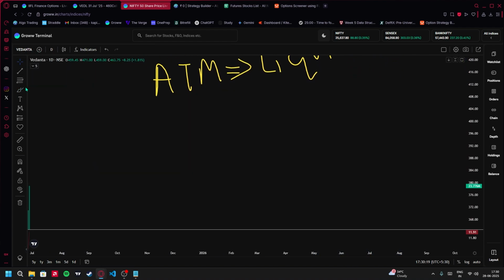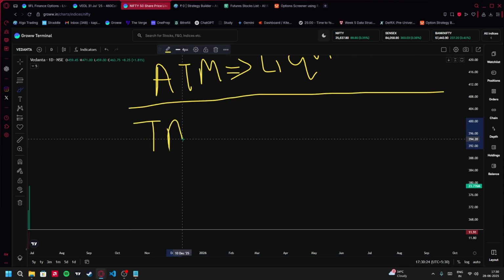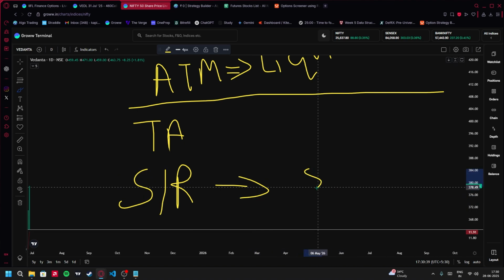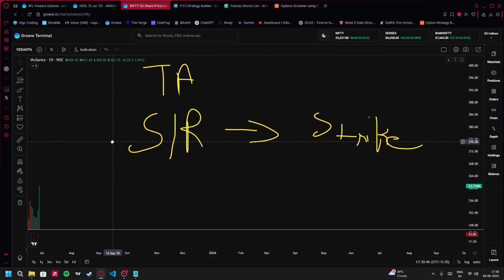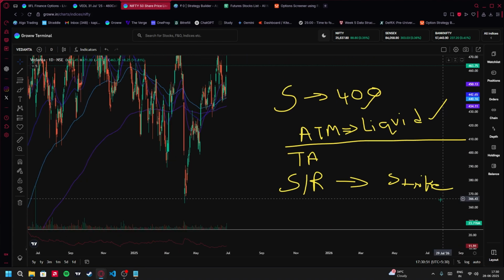Now you do the technical analysis. If you're doing directional, you do your technical analysis. If you're non-directional, just mark the support and resistance zones. Mark your zones and make the ranges, then select your strikes. After that it's nothing, just wait for the premium to decay, maybe 10 days, 15 days, however long it takes.